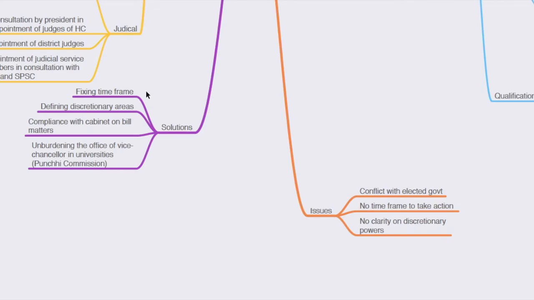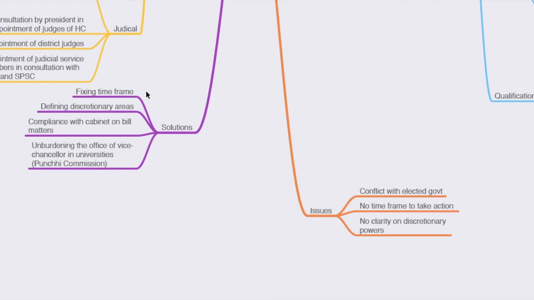Also, the governor enjoys so much discretionary power, so those powers must be defined: where he has the discretionary power and where he doesn't, where the advice of ministers is binding on him and where it is not binding. Also, there should be a provision that he has to comply with the cabinet on bills matter so that the legislative process becomes easy and new acts are easily passed and the government can function without any obstacles.